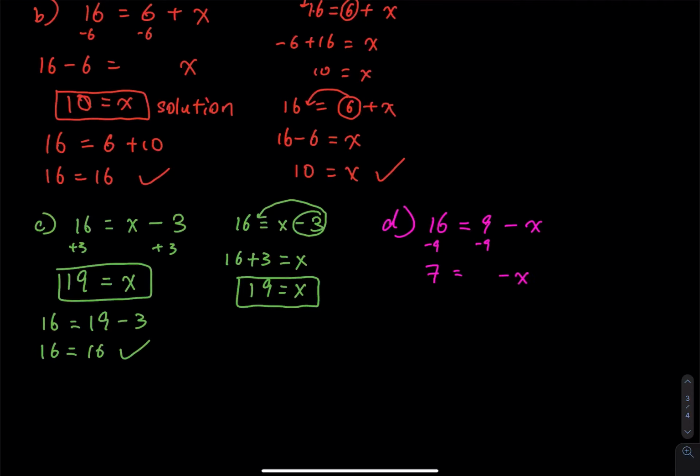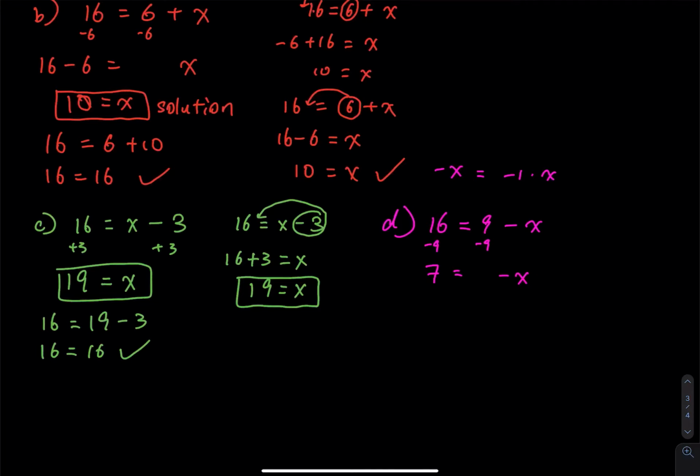You can call this negative x. So what is negative x? Negative x or minus x is the same thing as negative 1 times x. So all you have to do is divide negative 1 on both sides, because negative 1 divided by negative 1 is equal to 1. Or if you don't want to do that, there is another way to do this.